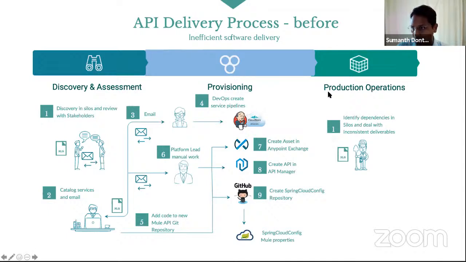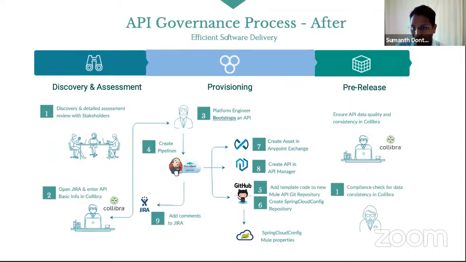So discovery, provisioning, and production operations, those were the major steps. And this is where we were at the beginning of the Mule adoption. Fast forward now, we've improved our processes, and we've incorporated a central data governance tool. Collibra is a commercially available data governance tool, and we already had Collibra.